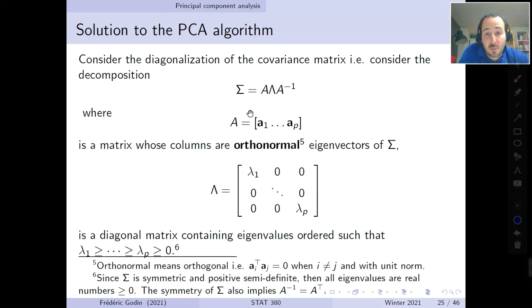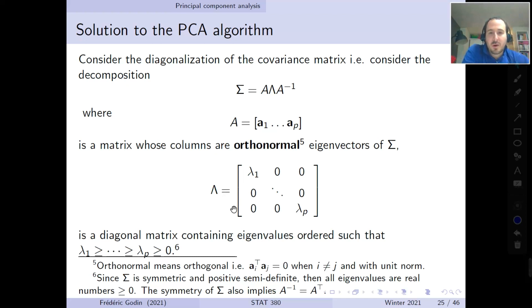Recall something about that matrix A. We're going to consider the representation where all the vectors in A are orthogonal and have a unit norm. So here A contains an orthonormal basis of eigenvectors, and lambda contains the eigenvalues in decreasing order on its diagonal.